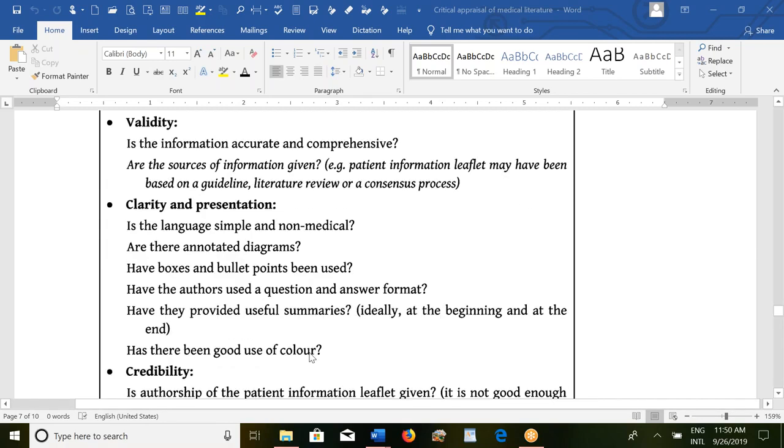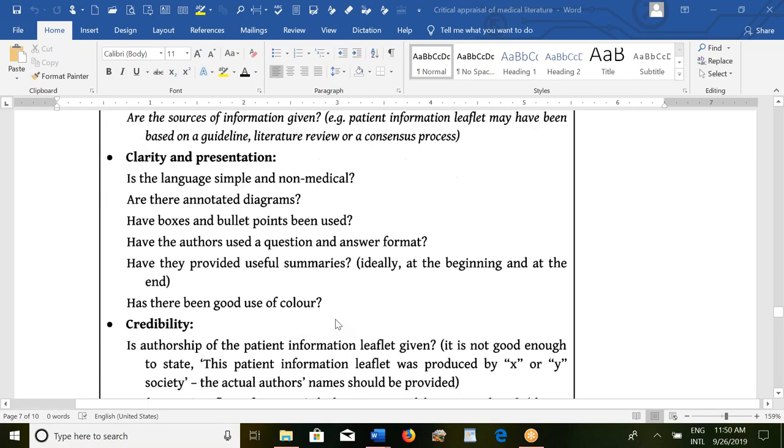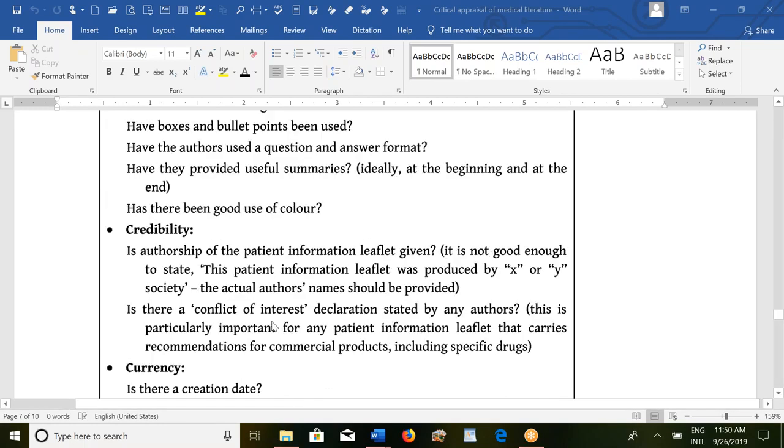If they put it under the heading of frequently asked questions, then it is going to be very helpful. So have they provided useful summaries, ideally at the beginning, and then they should conclude at the end? Then has there been a good use of color, like we said, putting patients in the risk zones?